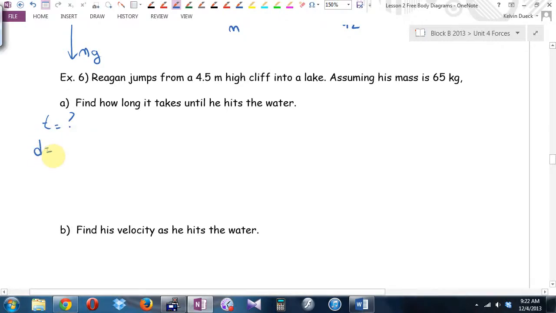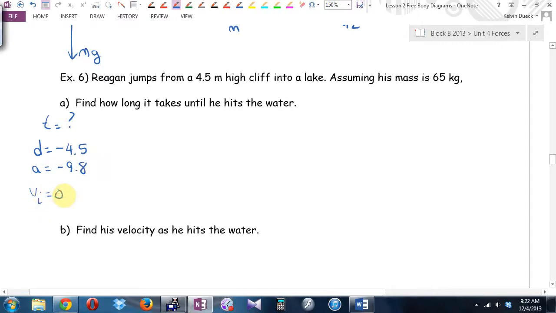Don't tell me it's 4.5, because it's not. Oh yeah, he's ending up below where he started from. Oh, he's jumping. What else do I know then? I know A is what? Now I'll include the negative. We're back to last unit, where down was always negative. Oh, and when you jump or when you drop, what else do you know? I know VI is 0.